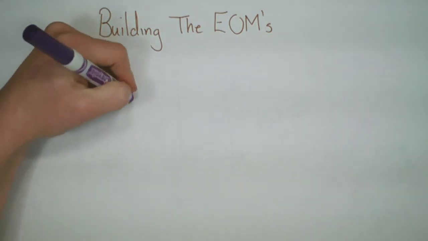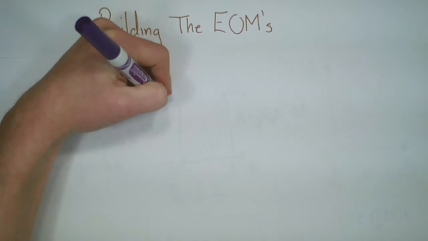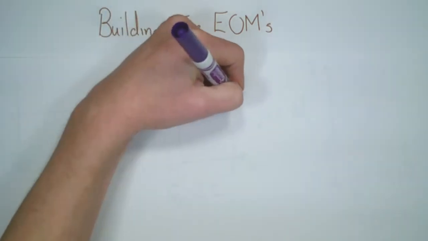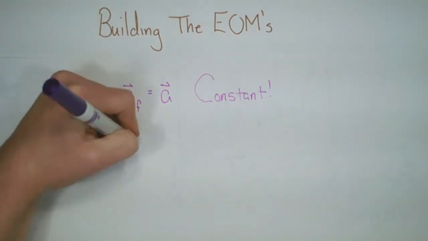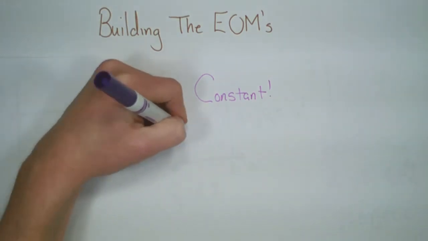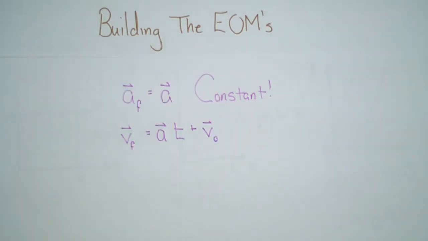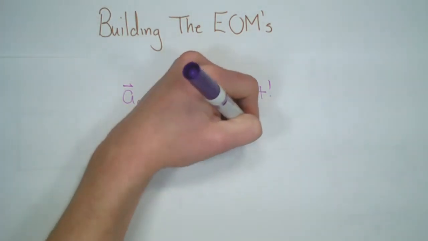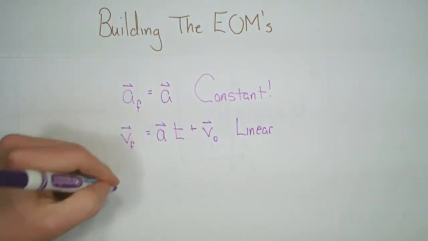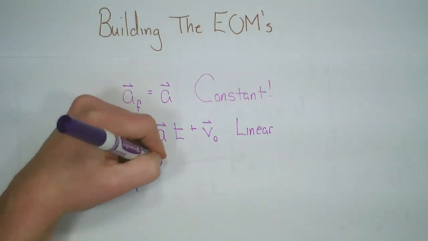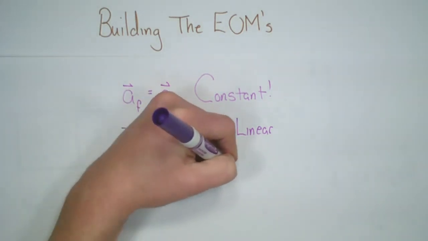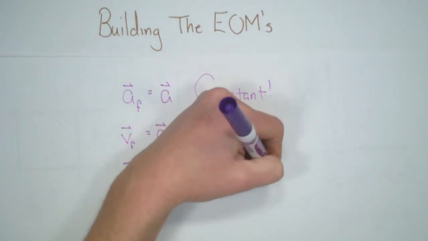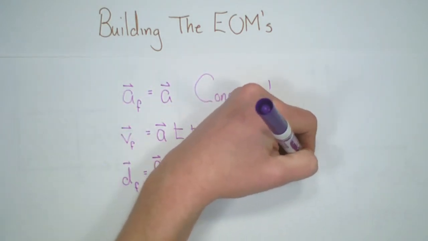First, the acceleration. The final acceleration is the same as the initial acceleration, so this is a constant. The final velocity will be equal to the acceleration times time plus the initial velocity. This gives us a linear relationship. And finally, the final position is equal to 1/2 the acceleration times time squared plus the initial velocity times time plus the initial position. And here we have a quadratic relationship. And these are the equations of motion.